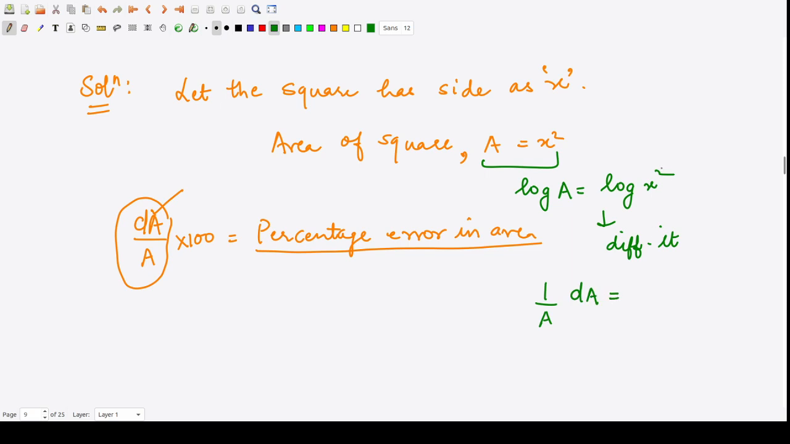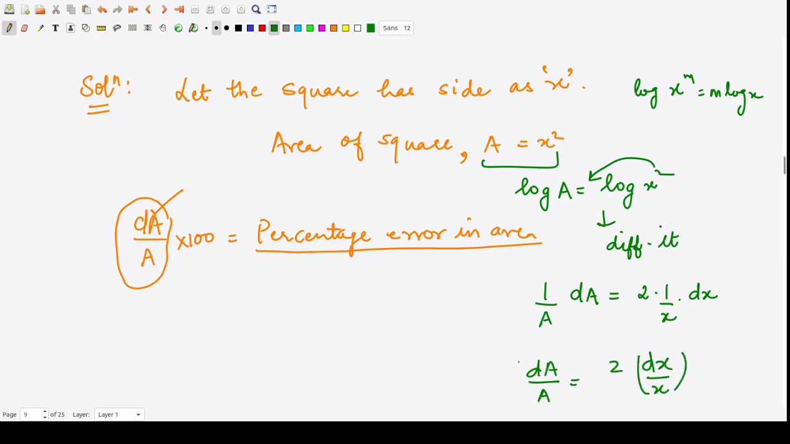So this is equal to, now this power could also come in front of log using the properties of log, because log of x raised to power m, that is m log of x. Accordingly this is equal to m, and here m is 2, right? So 2, the derivative of log x is 1 by x into the derivative of x, that is dx. So we have dA by A equal to 2 times dx upon x. So this expression we have obtained.